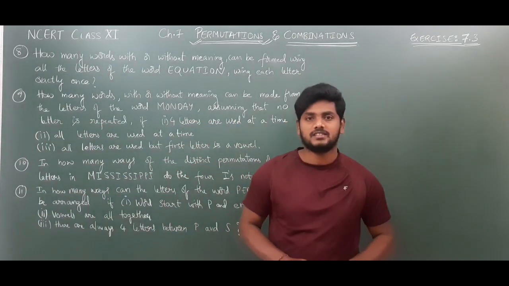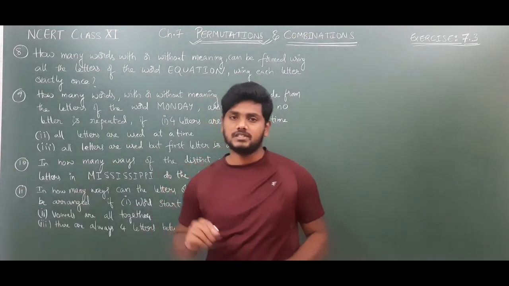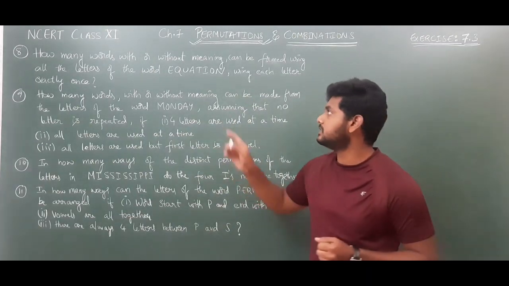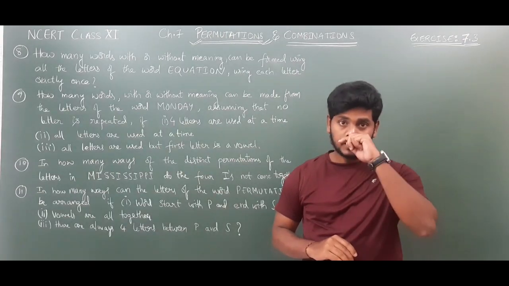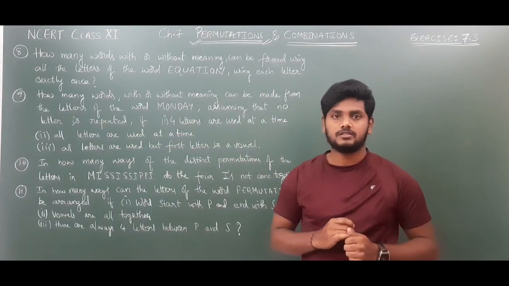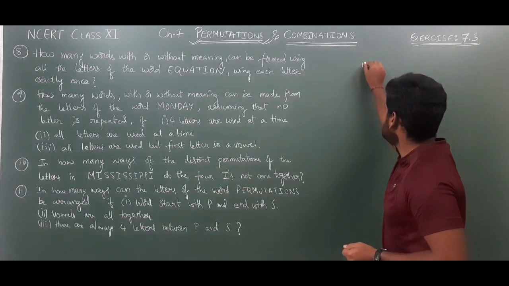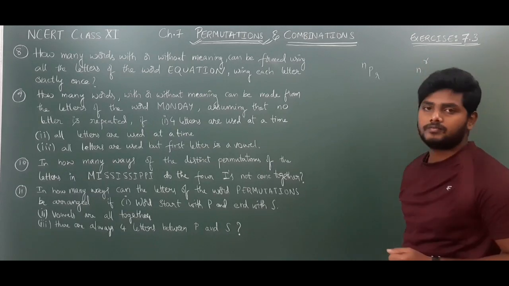Good afternoon, students. In this class, we will continue exercise 7.3, which is on permutations and combinations. This class is truly based on the concept of permutations as we have discussed before. Let us come again to the permutations. In permutations, we have two formulas, right? One is nPr, another one is n to the power of r.